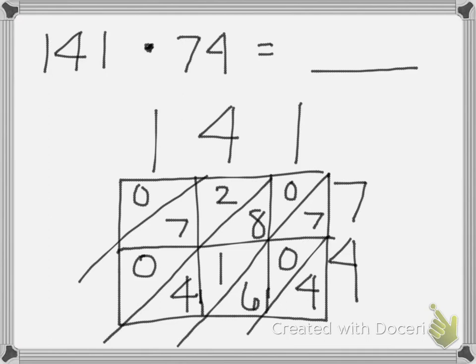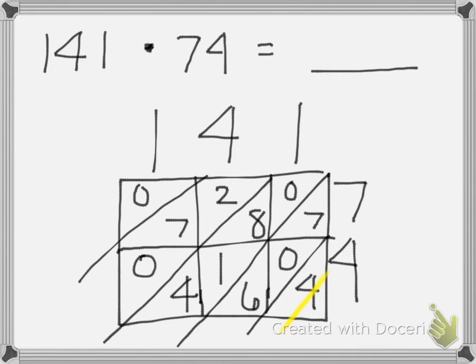Starting up, 1 times 7 is 7. 4 times 7 is 28. 1 times 7 is 7. Starting on the next level, 1 times 4 is 4. 4 times 4 is 16. 1 times 4 is 4. I'm comfortable again with how that looks.